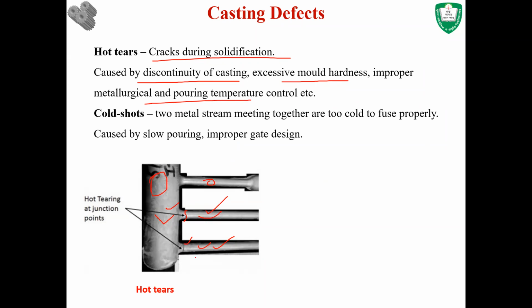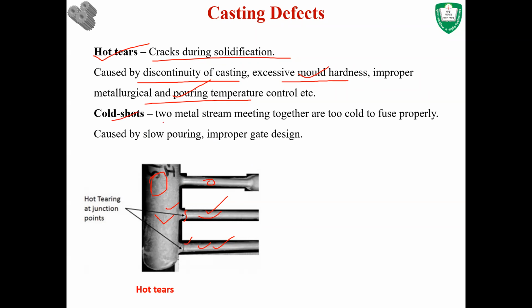So how to avoid this hot tear? You need to take care of the molten pouring temperature and the mold hardness. Also, one of the important things is that when you design the casting, you need to avoid having large and small sections together. You might want to prepare them separately and then weld them together, to avoid defects like hot tear.